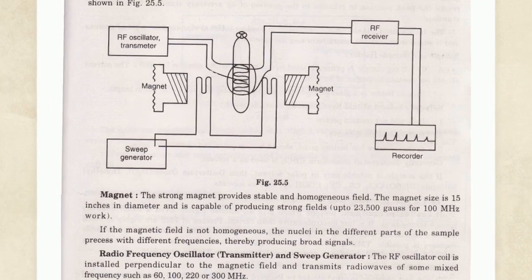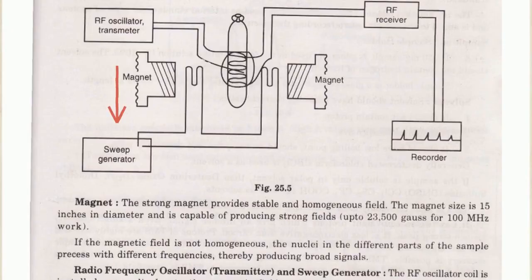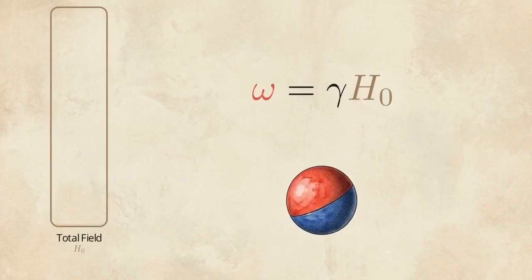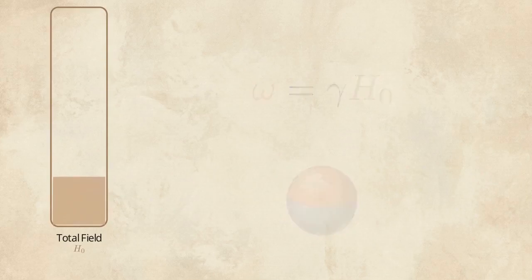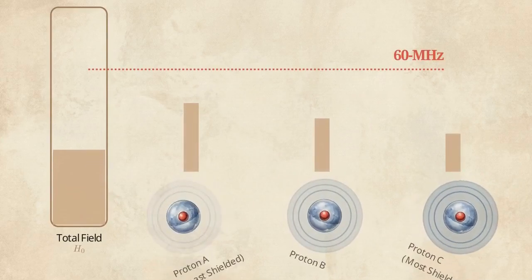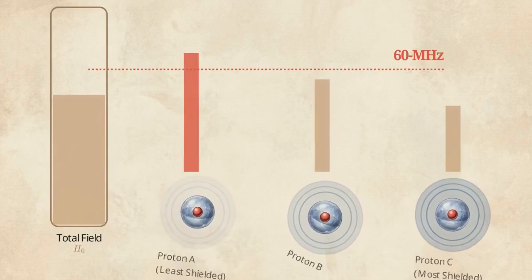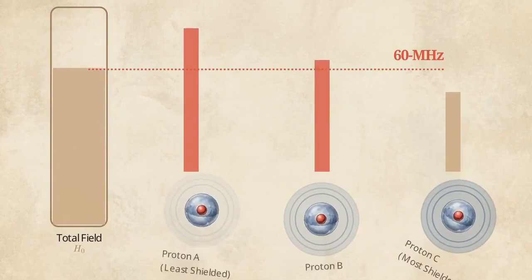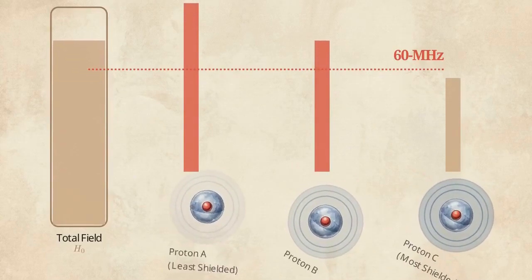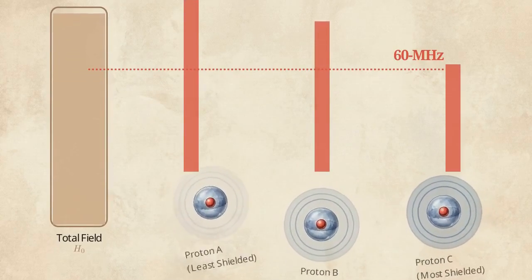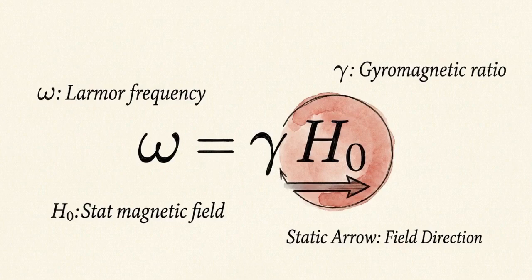They install a sweep generator, which supplies a variable DC current to a secondary, smaller set of magnet coils. The sweep generator slowly and continuously ramps the total magnetic field up or down. As the field strength changes, the precessional frequency of the sample changes. One by one, different groups of shielded protons are forced into resonance as their specific frequency perfectly aligns with the constant 60 MHz broadcast. Continuous wave NMR is a sequential scan.